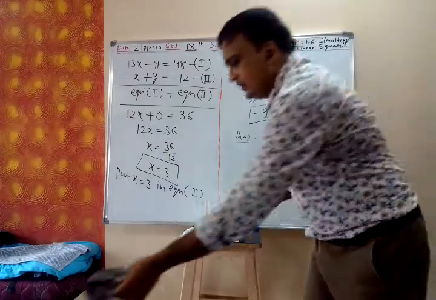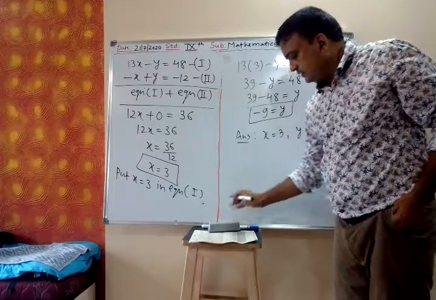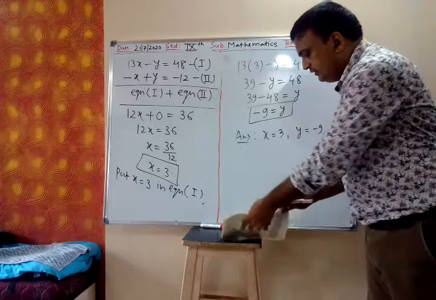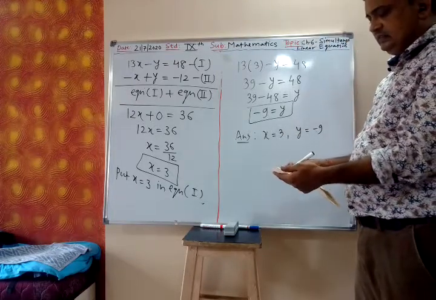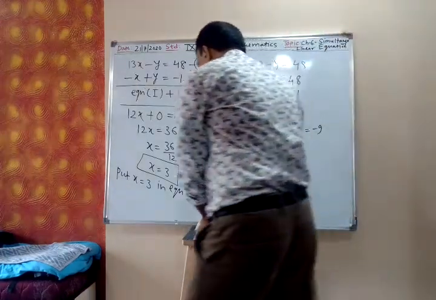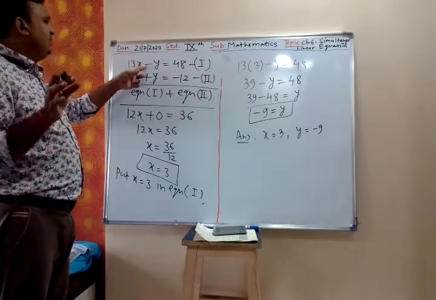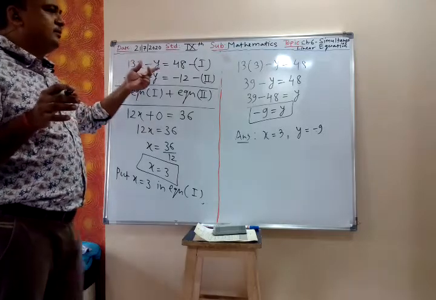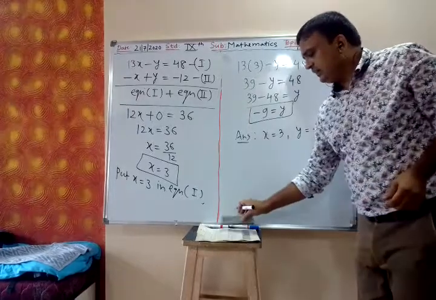A problem of this type will be asked for 3 to 4 marks in the board exam. Same way you will solve number 7. Whenever we have opposite signs, we add, and with the same sign we subtract. Plus or minus, we subtract, and change the sign of the second equation.